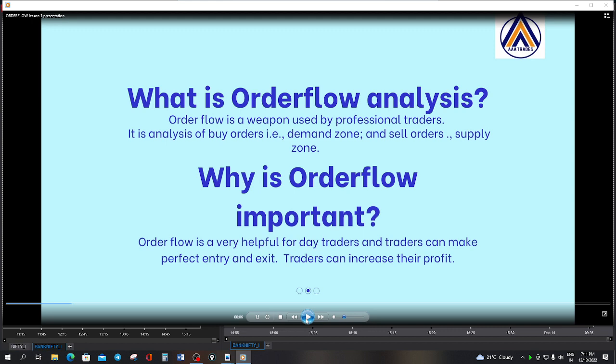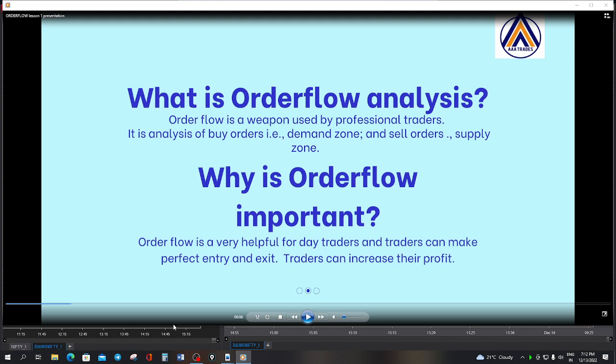Orderflow just splits up everything. It gives a different picture altogether about sell orders, buy orders, and altogether. Orderflow is a weapon used by professional traders. It is an analysis of buy orders, that is called usually demand zone, and the sell orders, which is usually the supply zone.